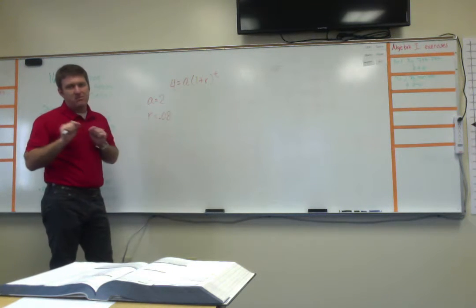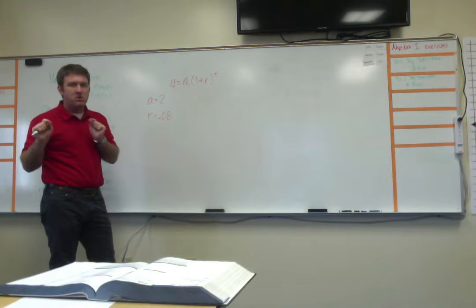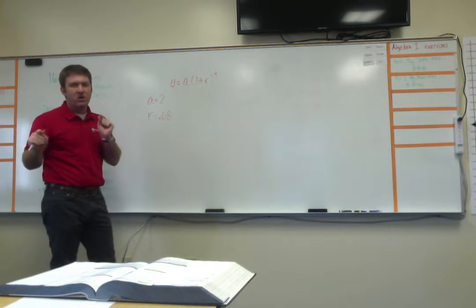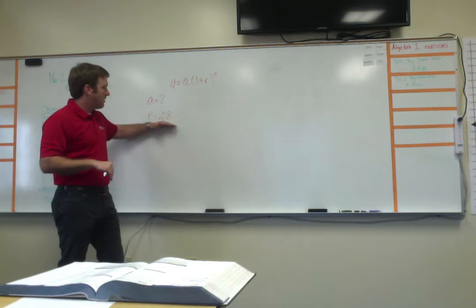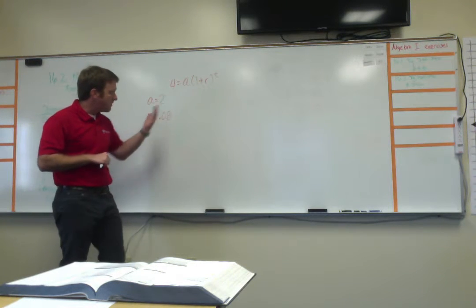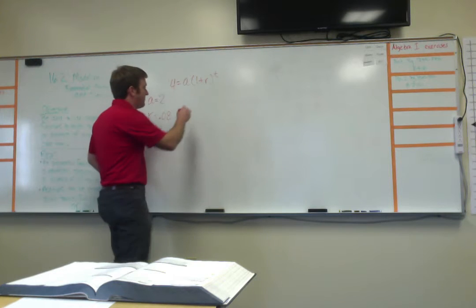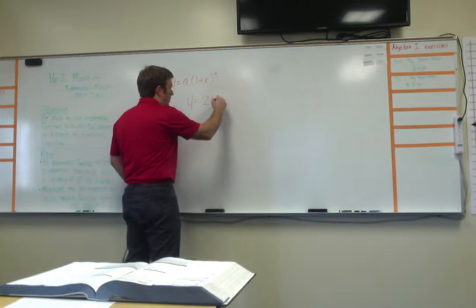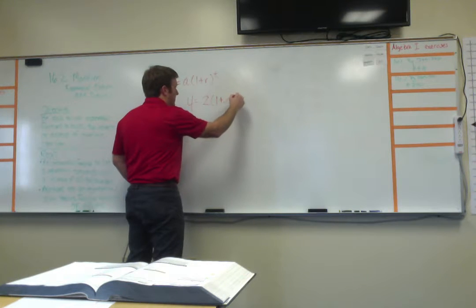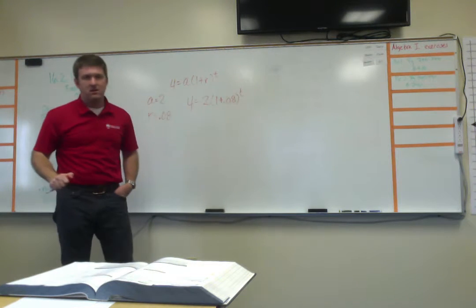Another thing to note is that I wrote 0.08. The book says 8%. It's expected that you can transition back and forth between percentages and decimals, right? So that's a pre-algebra concept. So percentage to decimal. Okay, so I'm going to put these numbers into this form. We're going to say y equals 2 times 1 plus 0.08 to the t. Okay?